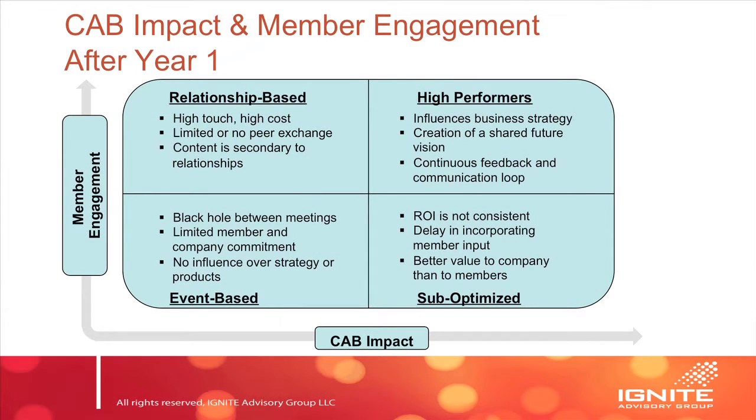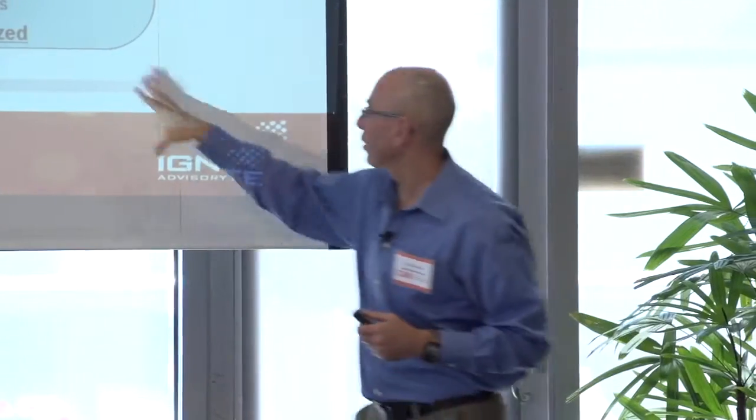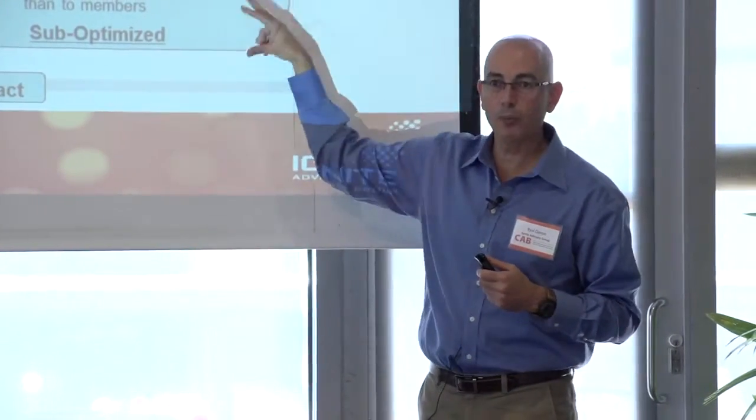Over here, it has impact on the advisory board, but still a lower level of customer engagement. So this is the sub-optimized way. The ROI is not consistent. There is delay in incorporating member input. There's better value to the company than to the members. Many companies find themselves here, in the sub-optimized quadrant.